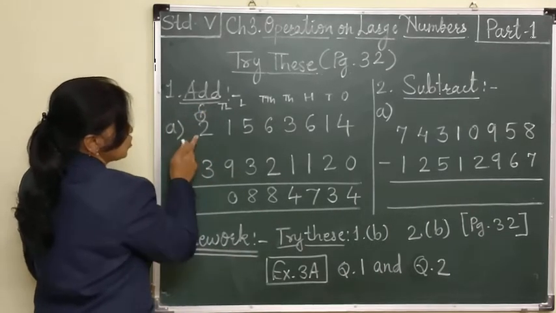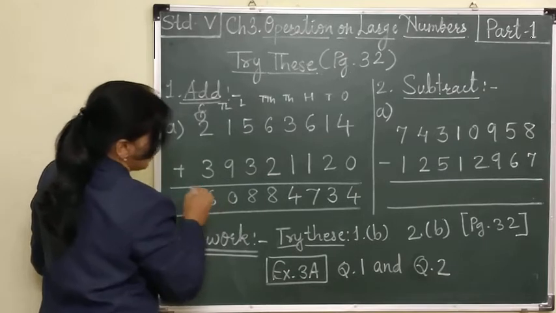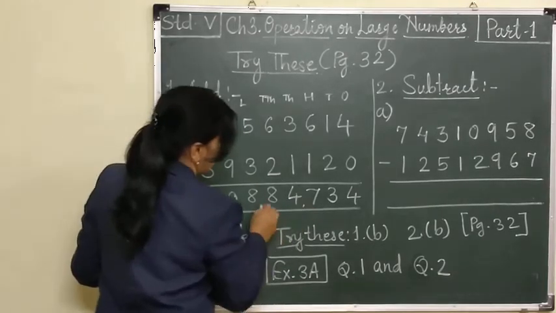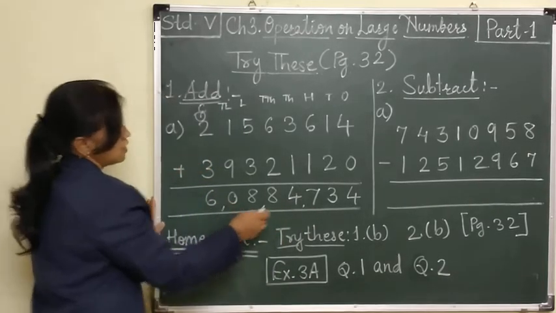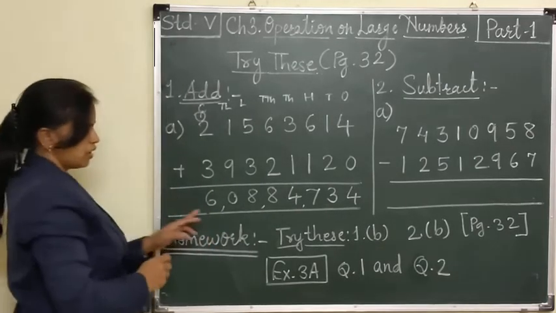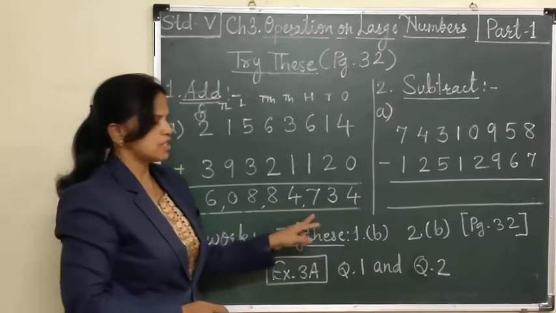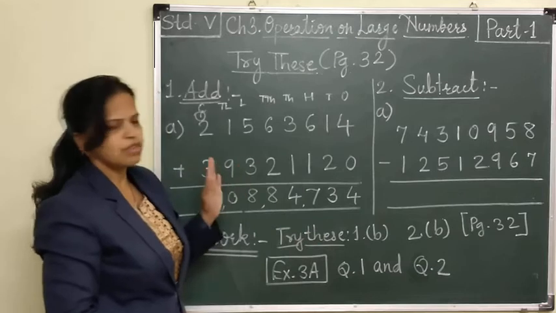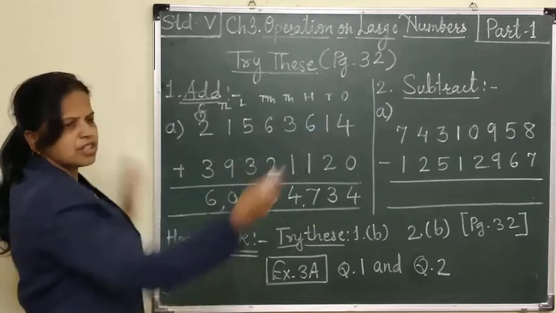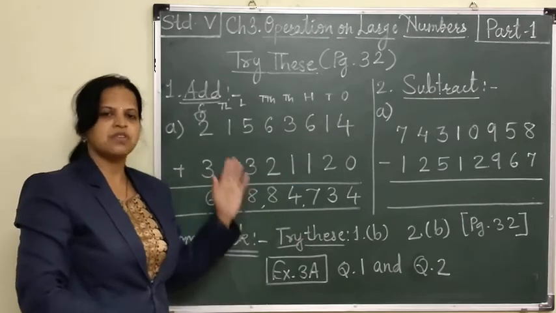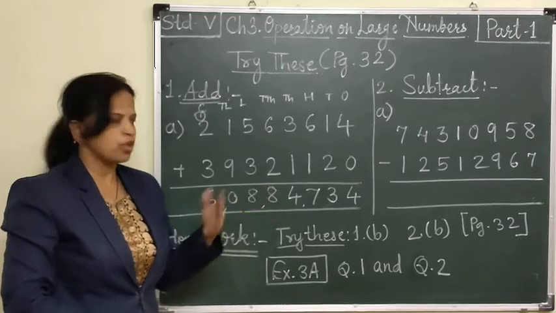Then 3 plus 2, 5. 5 plus 1, 6. So check the answer: 6 crore 8 lakh 84,734. So this way you can do it. Though the digits are increasing, the method is the same as we were following for the smaller numbers.